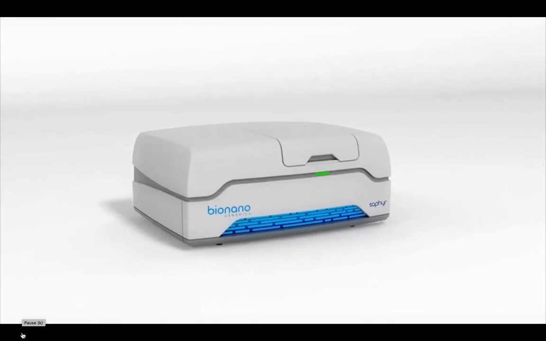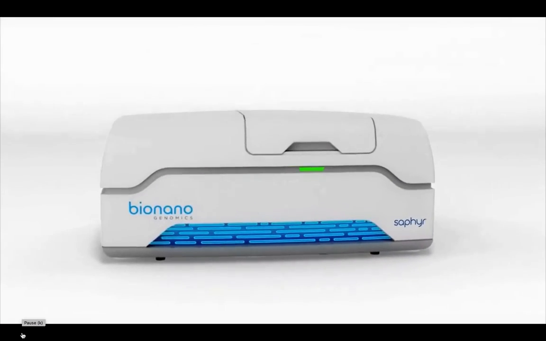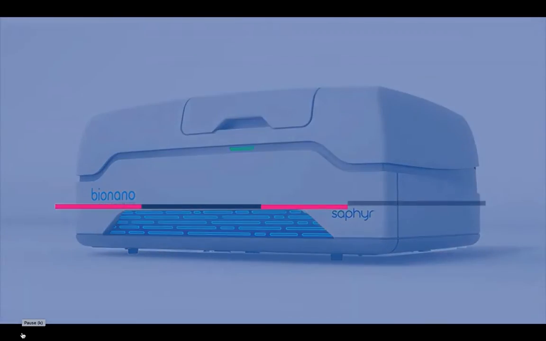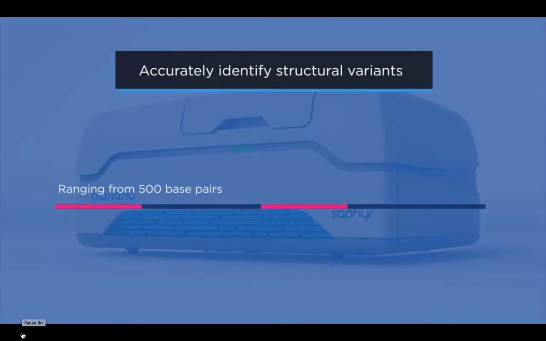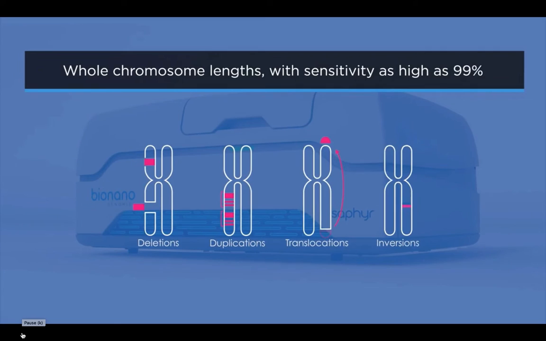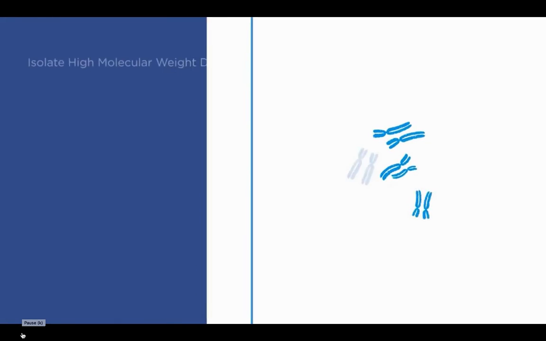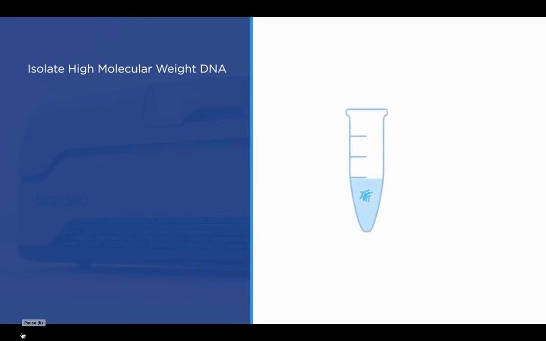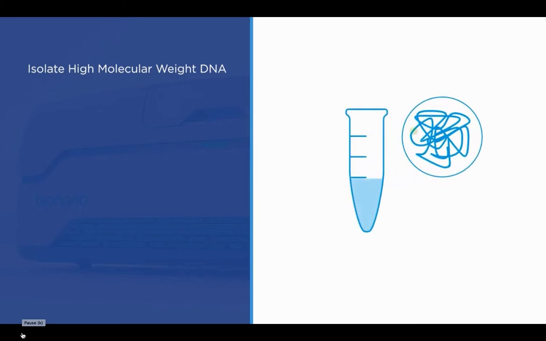Whole genome imaging with the Sapphire system takes an entirely different approach to understanding the structure of DNA through imaging. It has proven to accurately identify structural variants ranging from 500 base pairs to whole chromosome lengths with sensitivity as high as 99%. First, native ultra-high molecular weight DNA, multi-megabase pairs in length, is isolated.